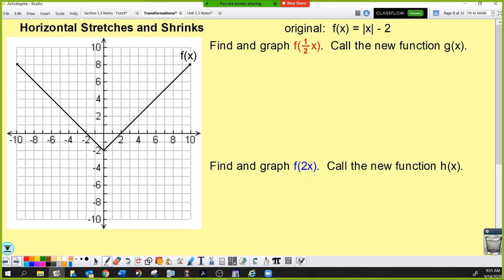Horizontal stretch and shrink. Same exact graph, same exact f of x: absolute value of x, -2. What I have done is I have replaced x with a 1/2 x right here. So this is an inside change. Every time there's an inside change, your job is to open a set of parentheses everywhere there was an x, whether or not you think it was necessary, just do it, and substitute, replace x with whatever I put in there. So I'm going to replace it with this 1/2 x. We've been asked to call that g.